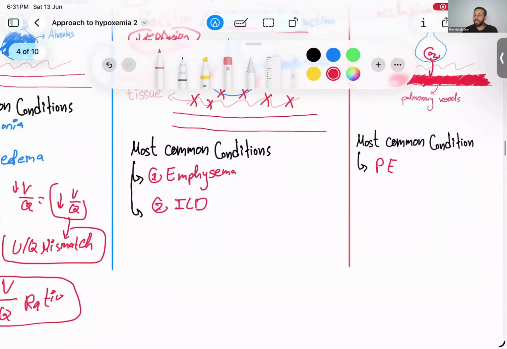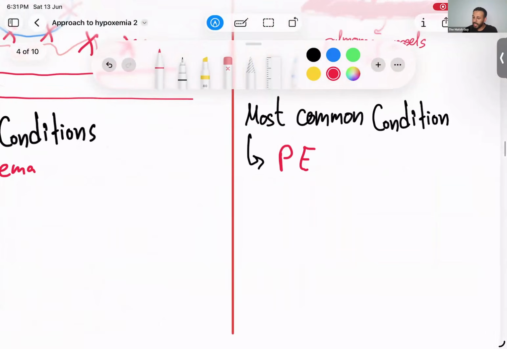Now let's talk about pulmonary embolism. In pulmonary embolism, the ventilation is normal. The V is normal. But what will happen to the Q? Do you know, guys?